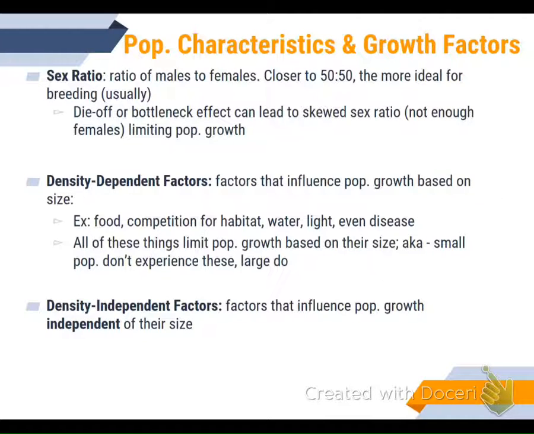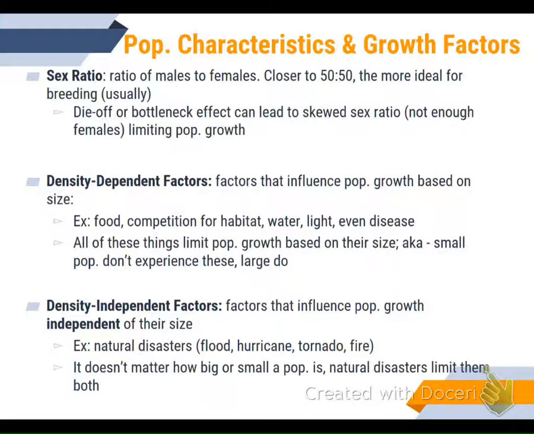Another thing that happens is that there will be a density-independent factor. For example, things that influence the size of the population irrespective of how big it is. For example, a tornado, a hurricane, a flood. All of those are going to affect them no matter the size of the population.